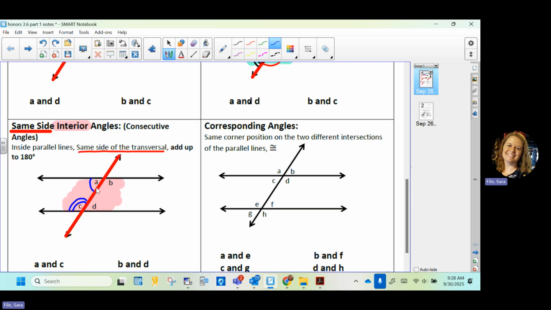So angle A and C are same side interior. They are not congruent. What are they? Yeah, they're supplementary. They add up to 180. And then the other set would be the B and the D. Those would be same side interior angles. They're not congruent. They add up to 180. One's acute and one's obtuse.